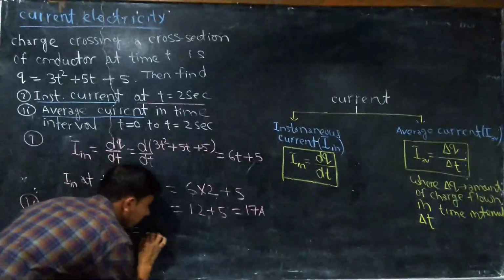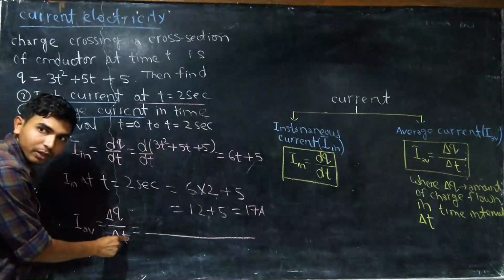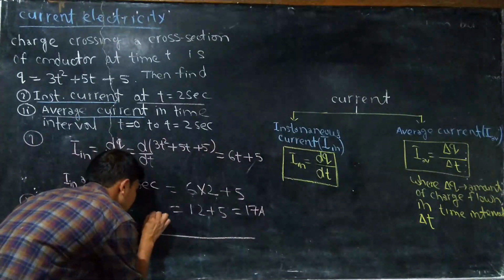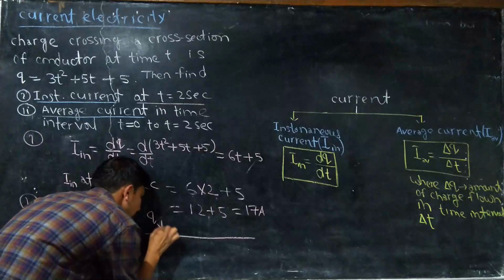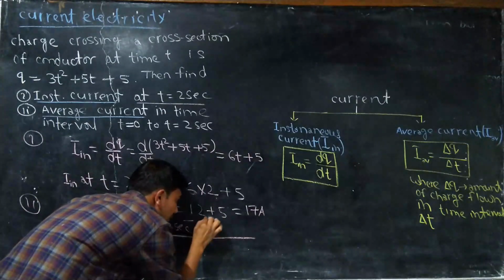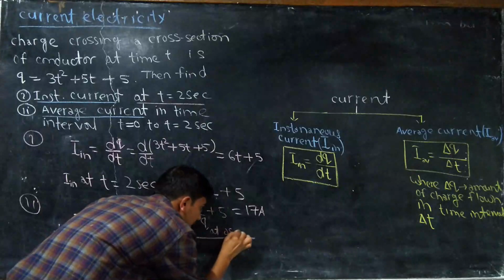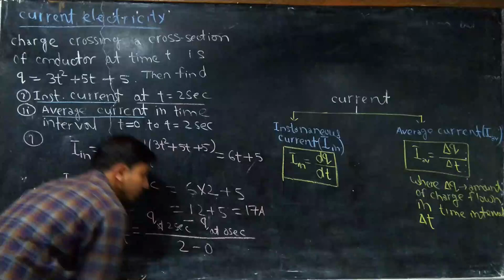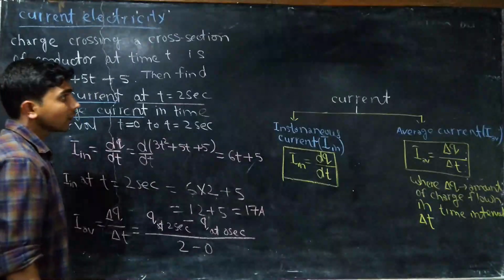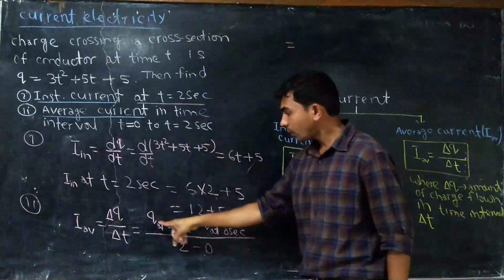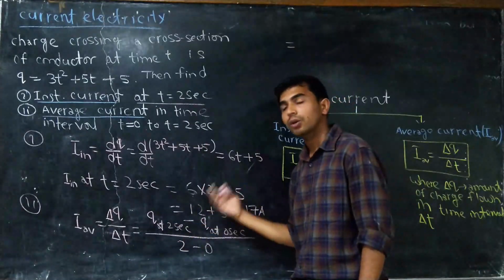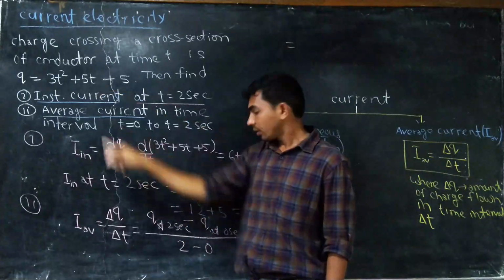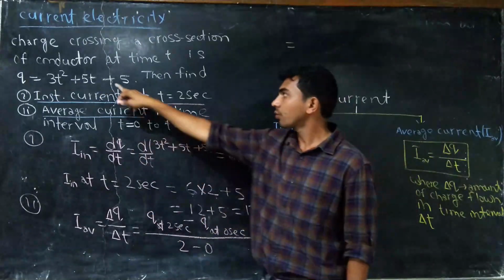And delta q is what? The charge flown in this time interval. And what is charge flown? Charge flown is equal to charge q at 2 seconds minus q at 0 seconds, divided by 2 minus 0. The time interval is 2 minus 0. Now you can see here q at 2 seconds. How can we calculate the value of q at 2 seconds? Just substitute the value of 2 in this equation.